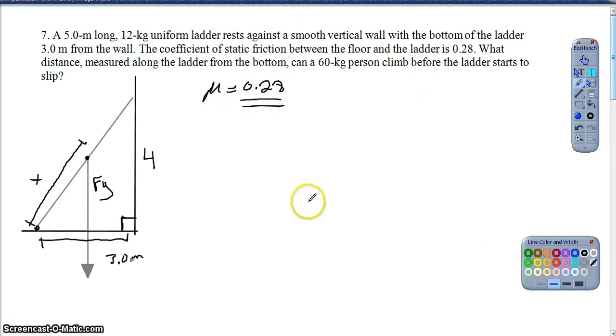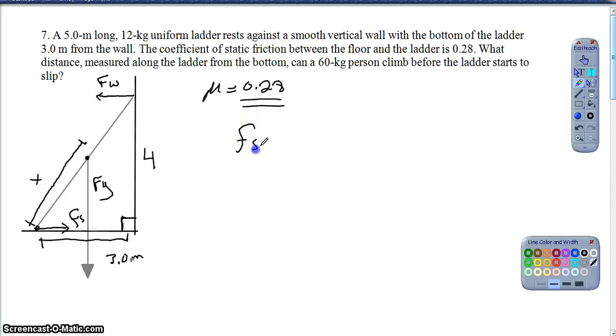Well, if this is the coefficient of static friction, we can use that to help us find the maximum force that static friction can supply. So we're going to try and find the maximum force that static friction can supply, which would be equal and opposite, we know, to our wall force. And the significance of that is that if I can find that number, that would allow me to then use torque to work backwards to figure out how high up the ladder this person can walk. But anyway, so let's try to find our frictional force.